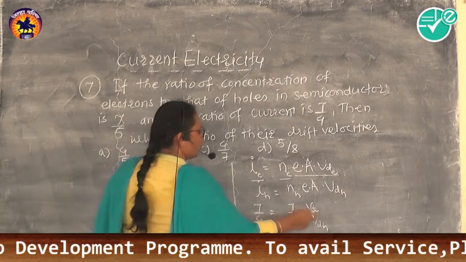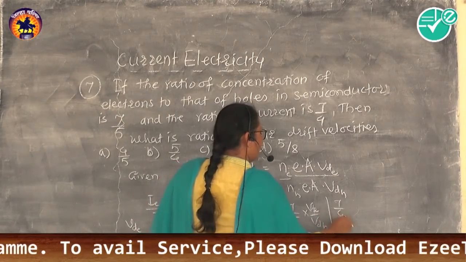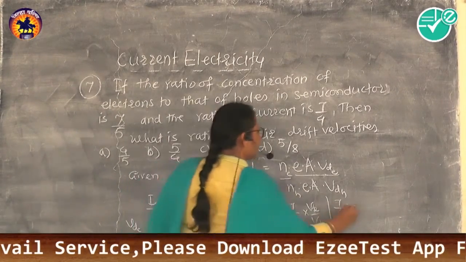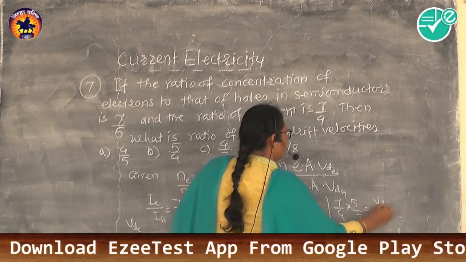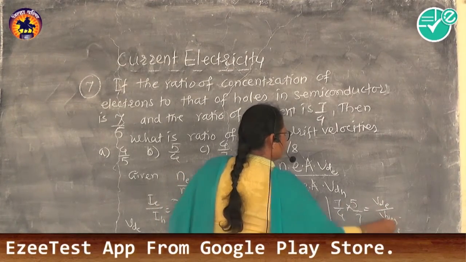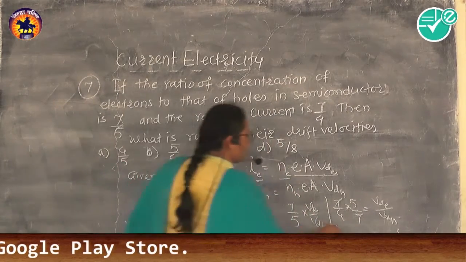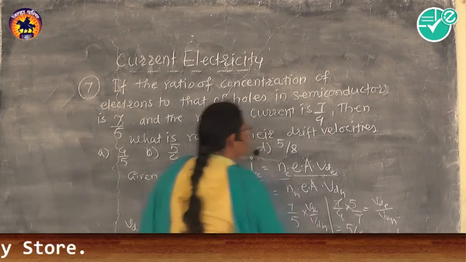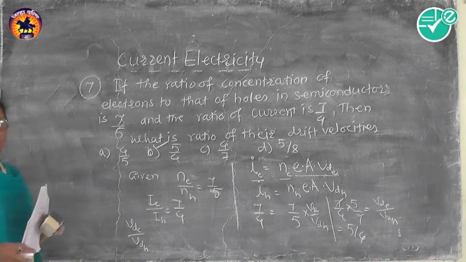But as this ratio is asked, transfer these quantities to this side. 7/4, if you move this, then you get 5/7 times VDE to VDH, and here 7 gets cancelled, and the final answer is 5/4. So the answer is option B, that is 5/4.